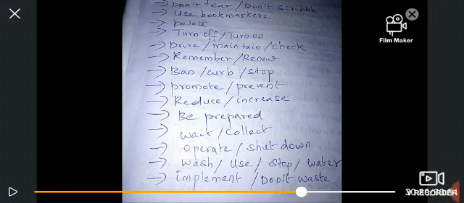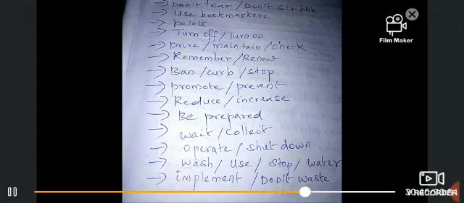All these, you can use any one. Promote, prevent, reduce, increase, be prepared. Even be verbs you can start with. And next, wait, collect, and then operate, and then sit down, wash, use, stop, water, implement, don't waste. All these verbs you can use for starting the instructions. So when you want to start an imperative statement, you can use all these action verbs. If possible, you can select some of the action verbs and try them as an assignment.